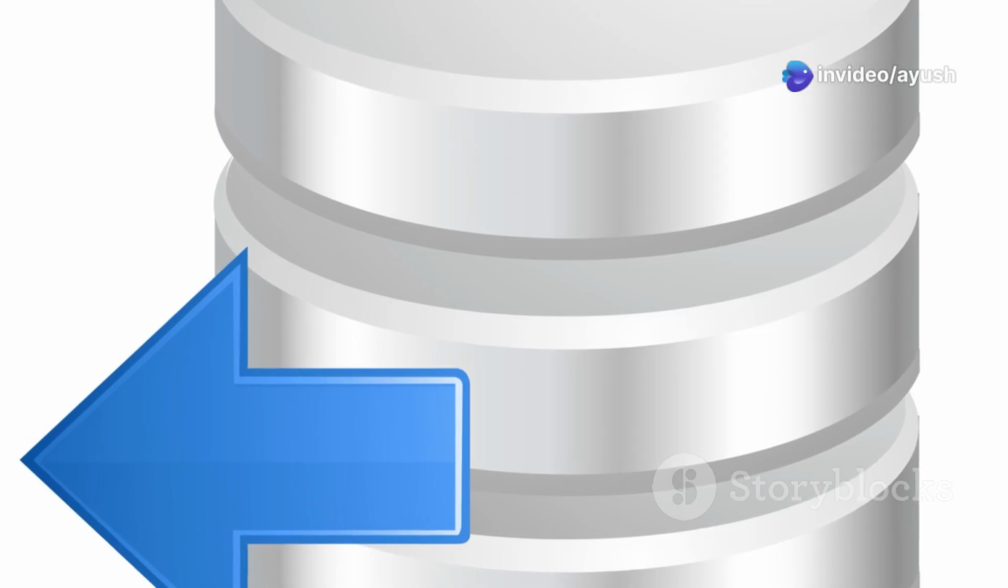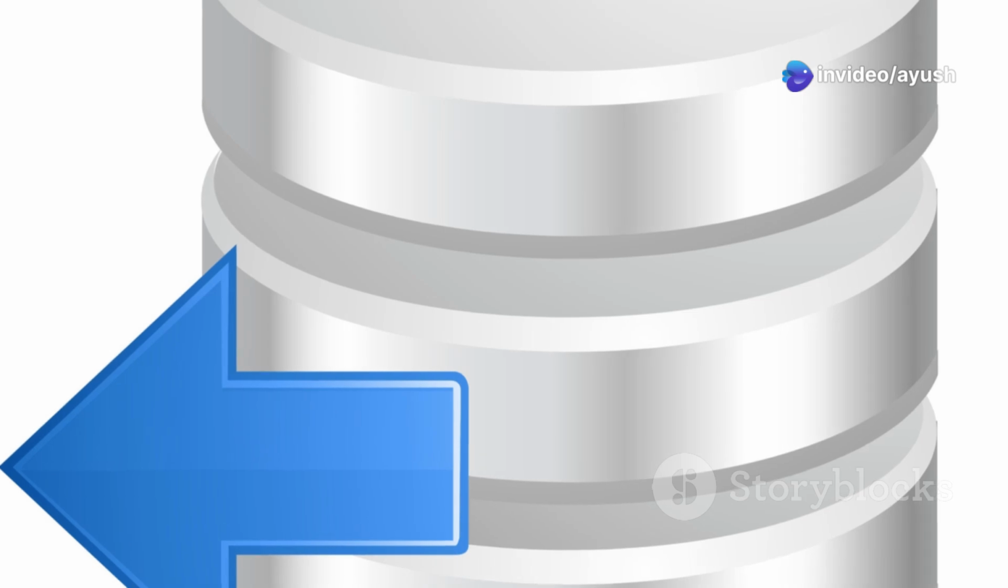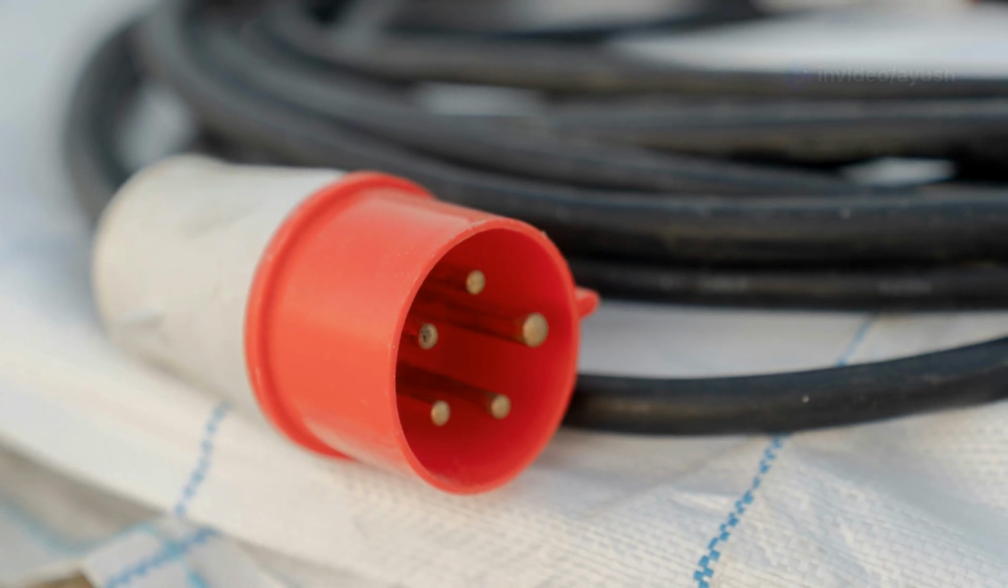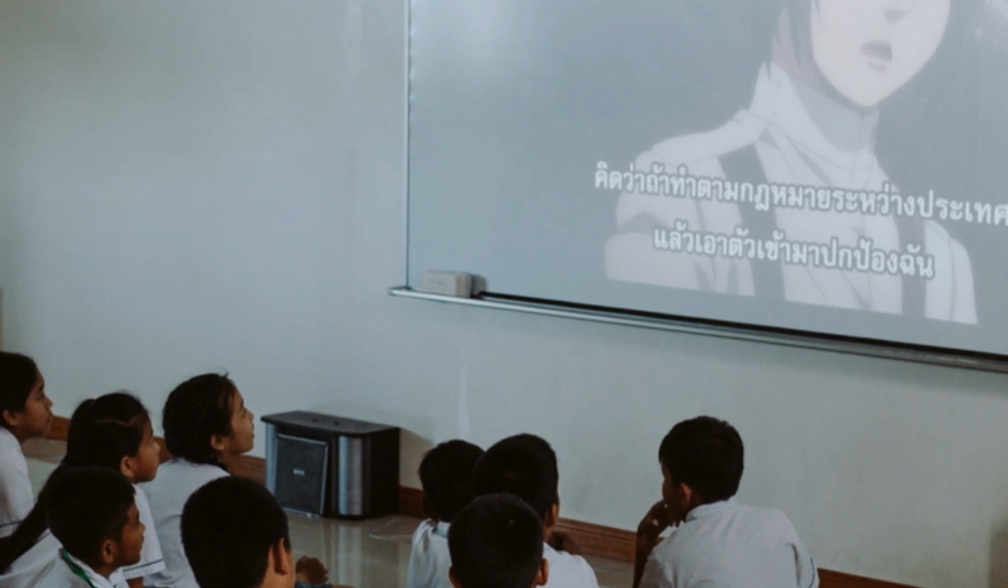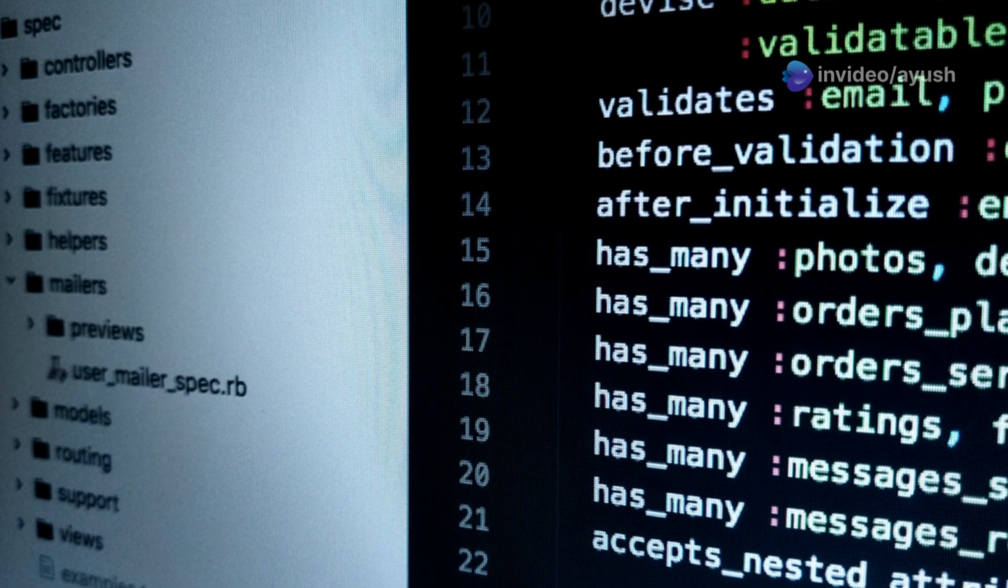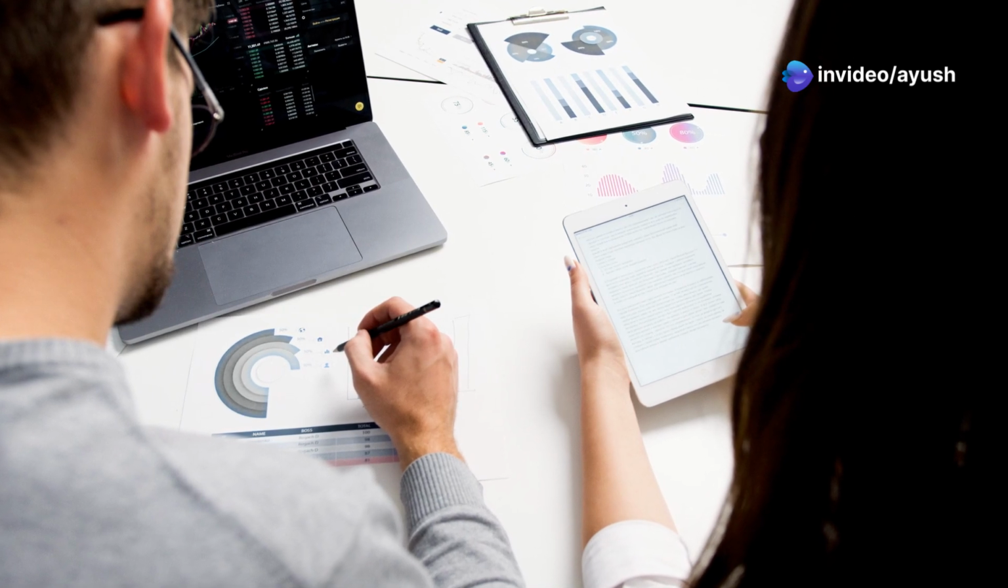A foreign key is a column or set of columns in one table that refers to the primary key of another table. It's like a special link that connects related data across different tables. For instance, in our student and course database, the course ID column in the students table could be a foreign key, referencing the course ID primary key in the courses table.